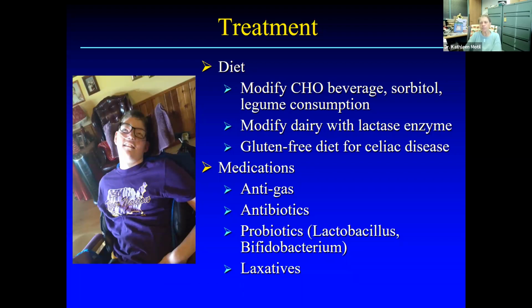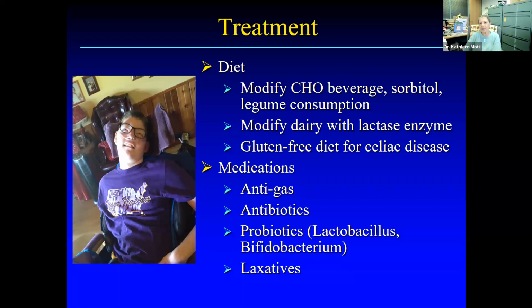We will make sure that the children aren't getting a lot of high carbohydrate beverages, anything that has sorbitol in it, such as, for example, some of your juices. And for people who consume a lot of beans in their diet, or for example, our black beans have a lot of gas producing compounds in them. So it's wise to be careful of what you're eating.